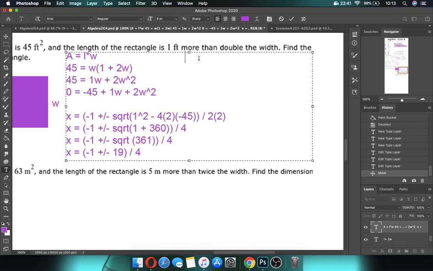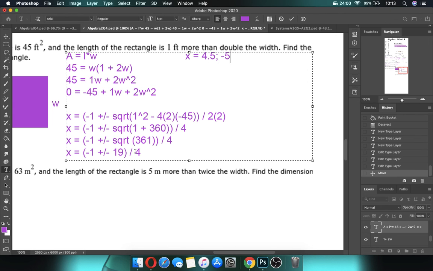What do we have? We have negative 1 plus 19. Negative 1 plus 19 is 18. 18 divided by 4 is 4.5. And then negative 1 minus 19 is negative 20. Negative 20 divided by 4 is negative 5.